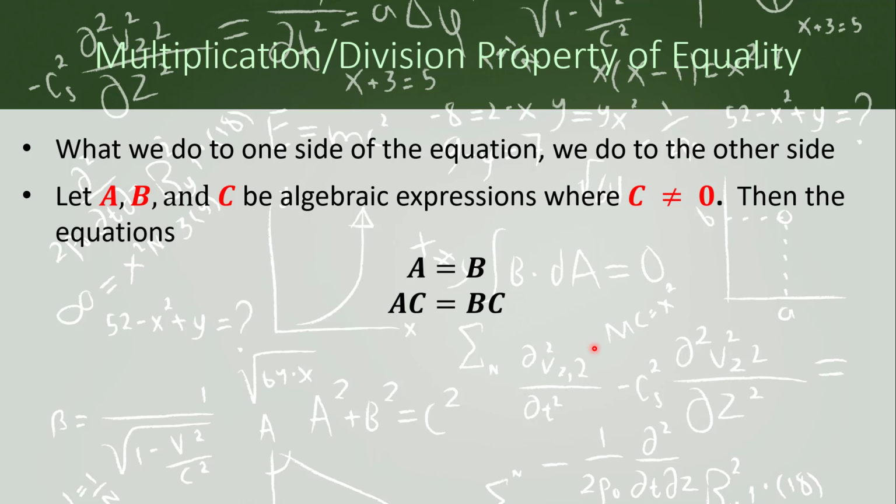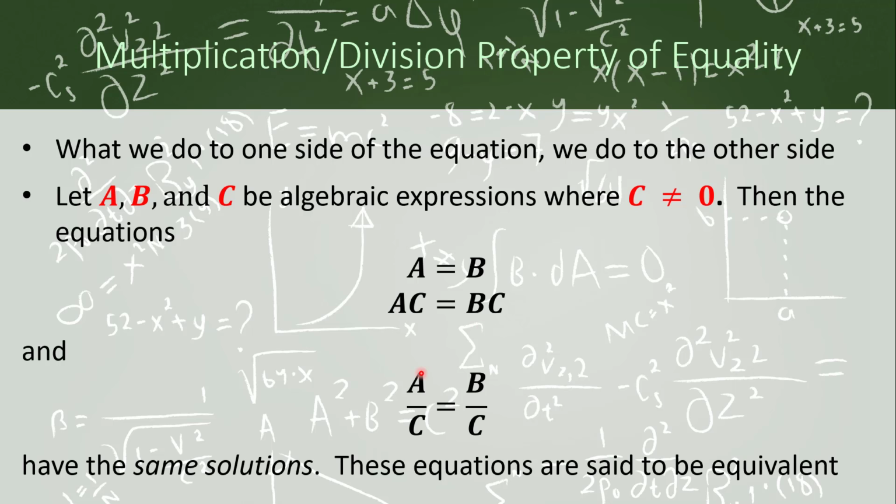The only thing required is that C not be equal to 0, because if C is 0, then basically nothing happens. If the statement A equals B has a certain set of solutions, then the statement A times C equals B times C will have the exact same set of solutions. We will call them equivalent equations. Furthermore, the statement A divided by C equals B divided by C will also have the exact same solutions.